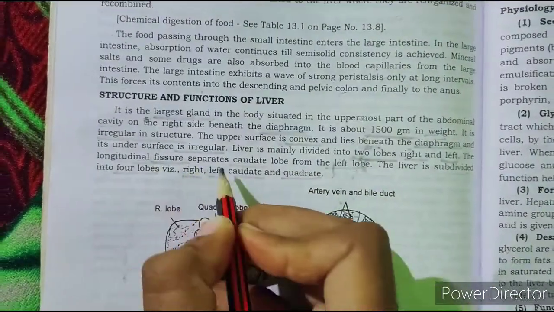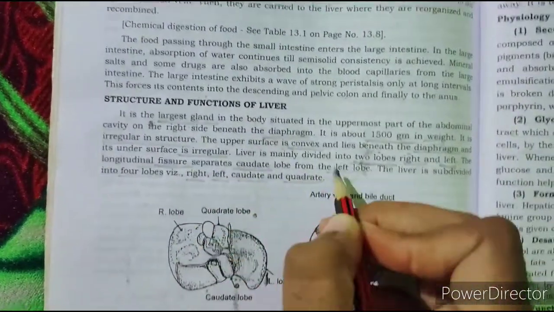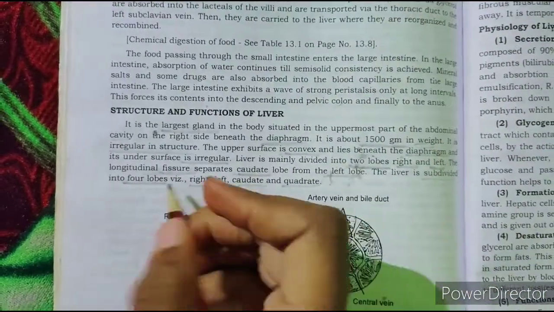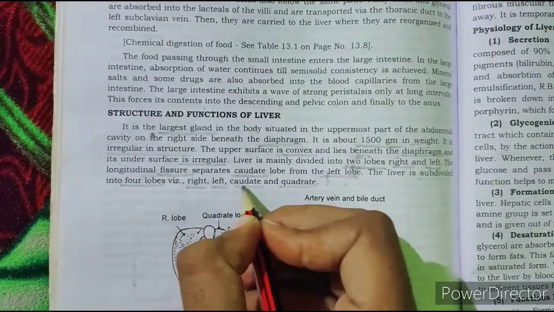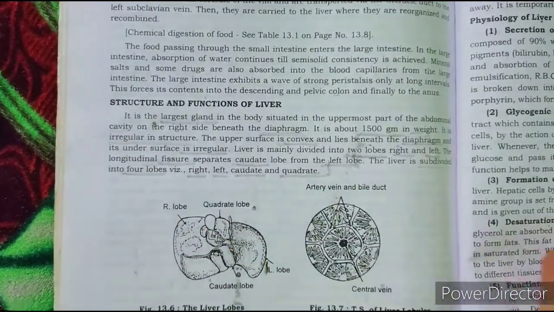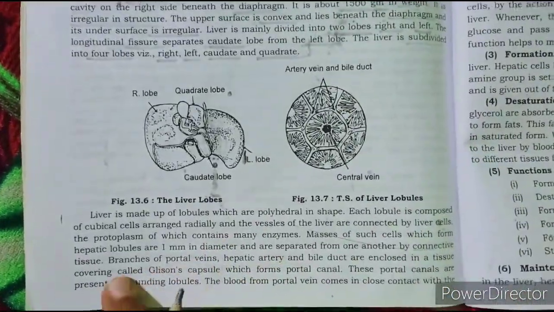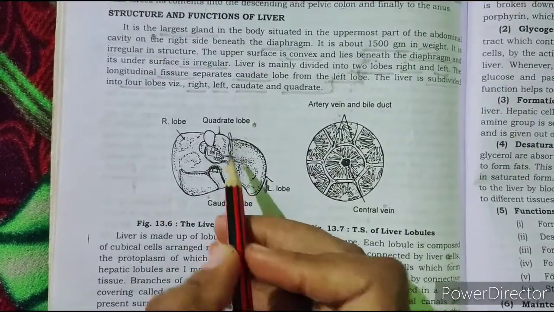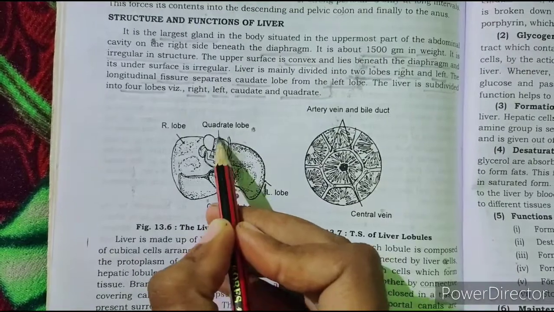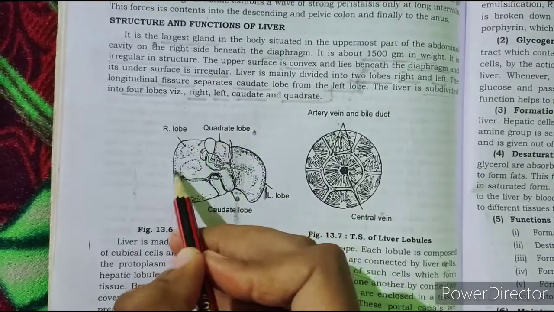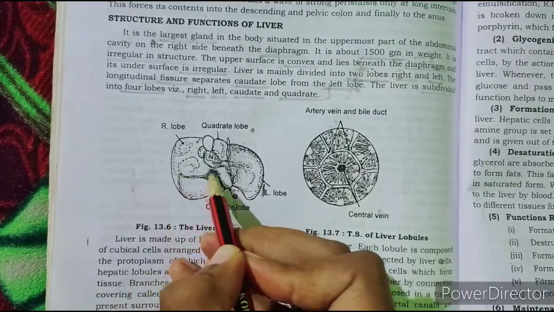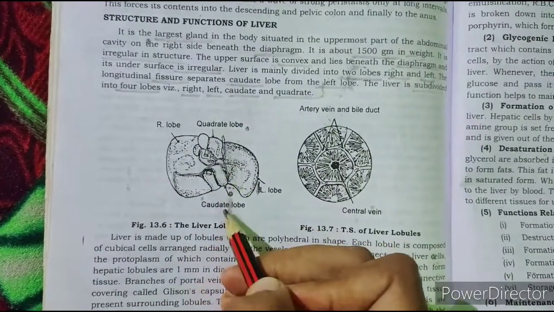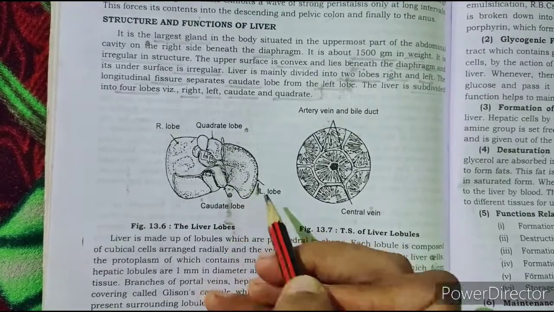A longitudinal fissure separates the caudate lobe from the left lobe. The liver is subdivided into four lobes: the right lobe, left lobe, caudate lobe and the quadrate lobe. Okay, now see the structure of the liver and its lobes. That is the quadrate lobe and that is the right lobe. This part is the right lobe, this is the caudate lobe and that is the left lobe.